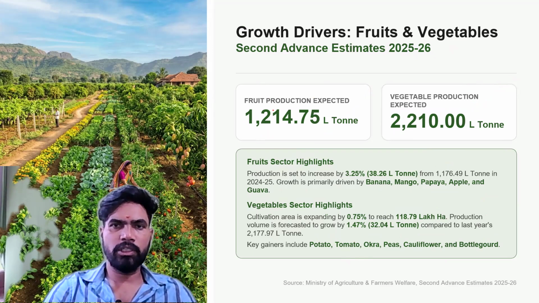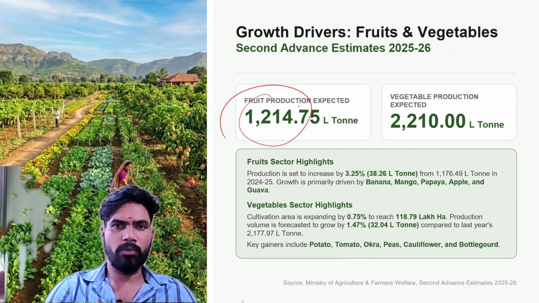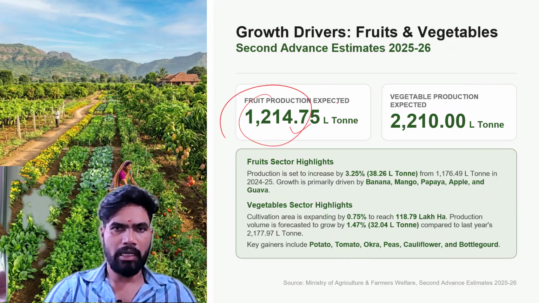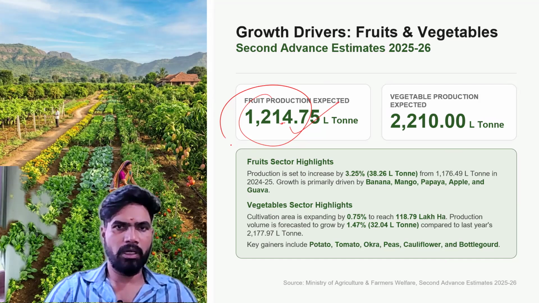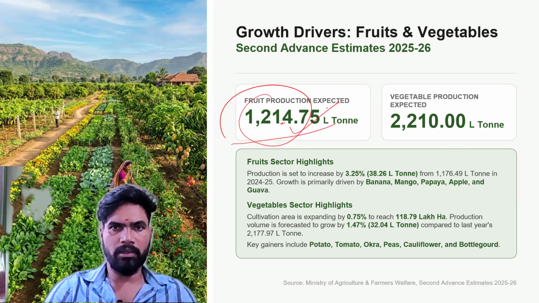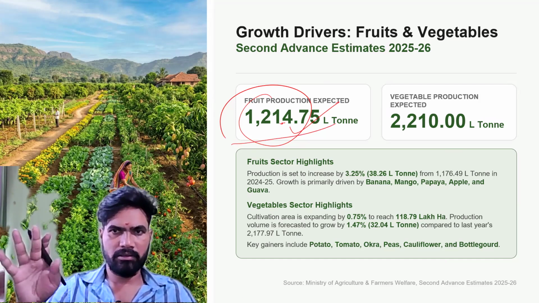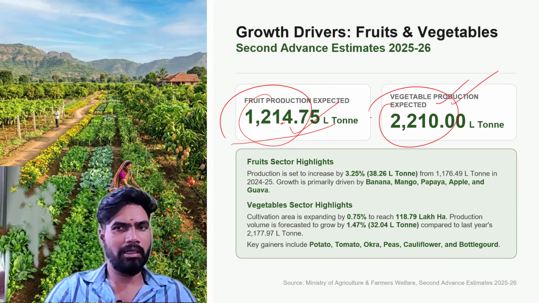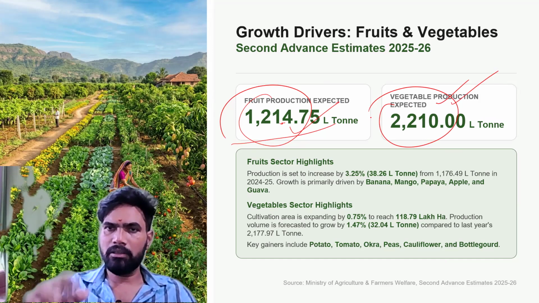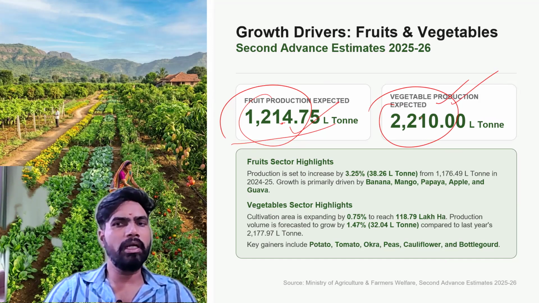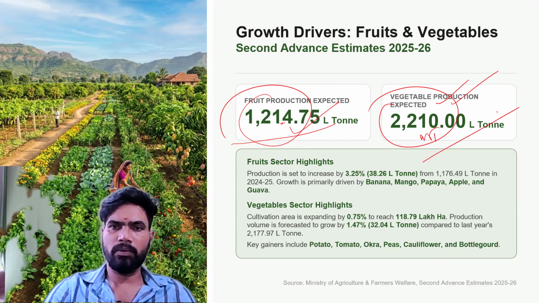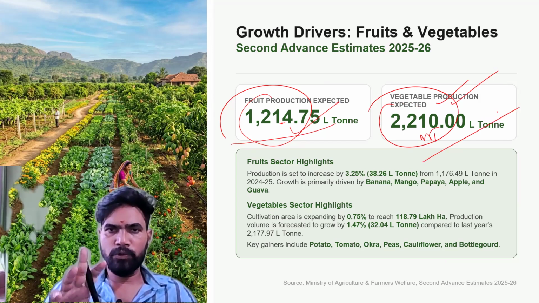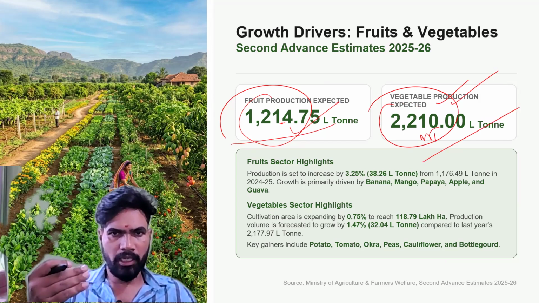So fruit production is expected to be 1,214 lakh tons, or in other words, 121.47 million tons. Vegetable production is expected to be 2,210 lakh tons, or 221 million tons.